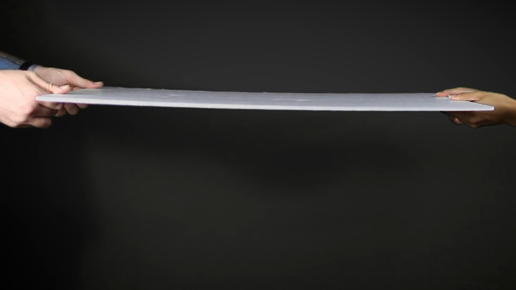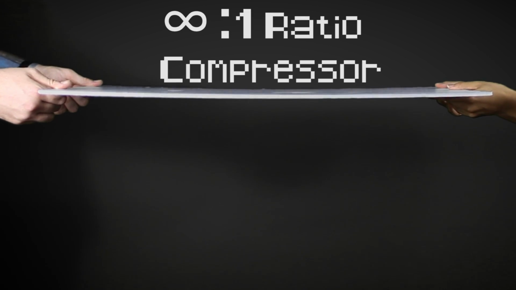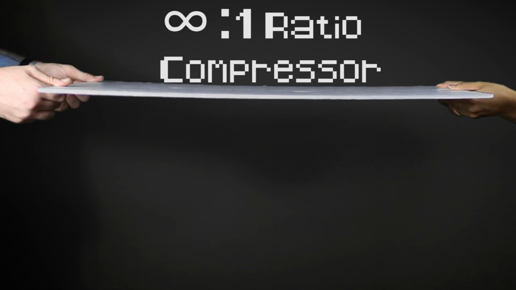Now, if we bring in this piece of cardboard, you can tell that it's not letting any football go over the top of it. This is equal to an infinite-to-1 ratio compressor, or as it's also called, a limiter.